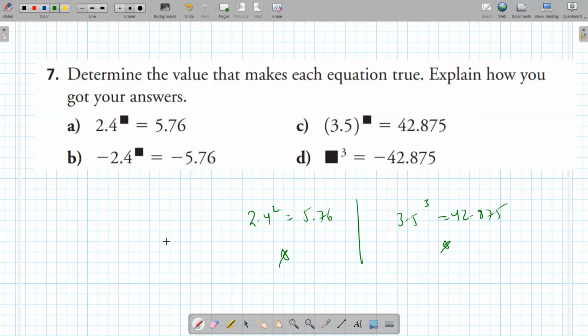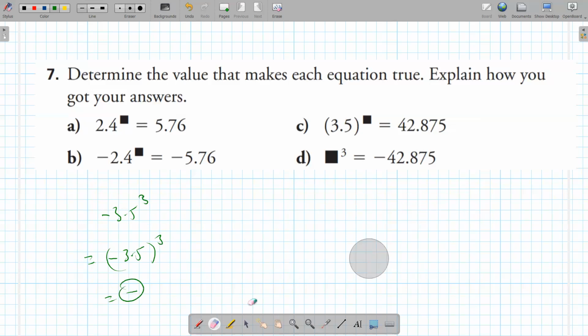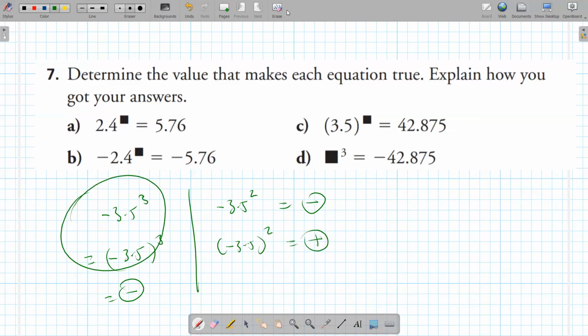So it doesn't matter if the negative is inside or outside. This is the exact same thing as this. They'll both be negatives. But when you look at even exponents, there's a difference. Like this is going to give you a negative number, but this will give you a positive number. For odd exponents, it doesn't matter. Even exponents, it matters.